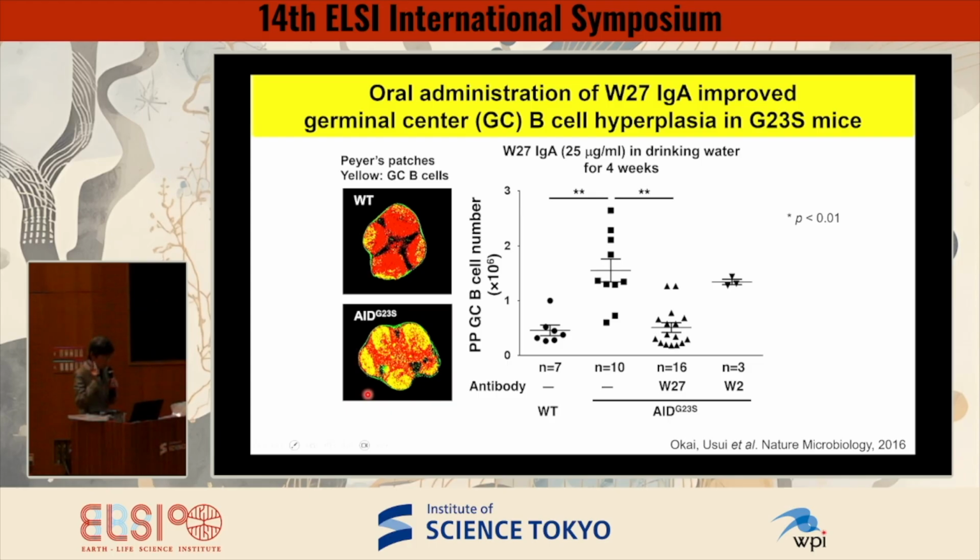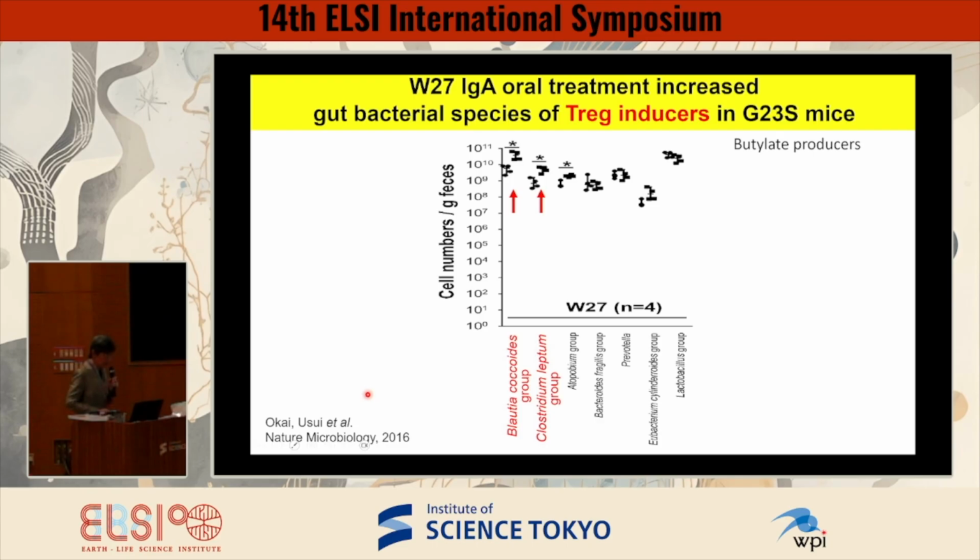But there is one big difference: W27 does not kill the beneficial bacteria, but antibiotics kill the beneficial bacteria and then make dysbiosis. So here, I compare each bacterial species' cell number in the feces by qPCR. And here, the two red groups are butyrate producers, which are considered beneficial bacteria.